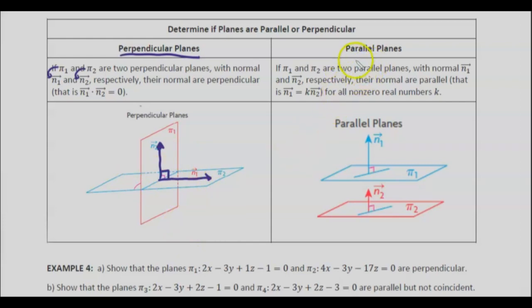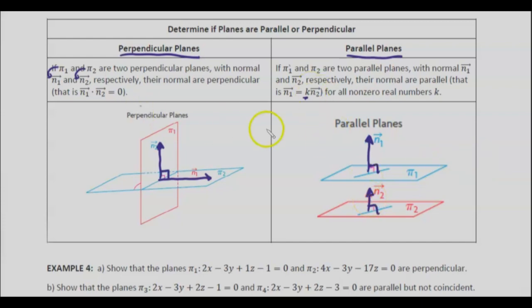Okay? Now, let's talk about parallel planes. What goes on in these ones? So, if plane 1 and plane 2 are two parallel planes, and they have normals n1 and n2, their normals are parallel. That is, their normals are scalar multiples of one another for all non-zero real numbers k. So if you have parallel planes, then their normals, which are perpendicular to the plane, are obviously going in the same direction. They have to be going 90 degrees to the planes that are going again in the same direction.